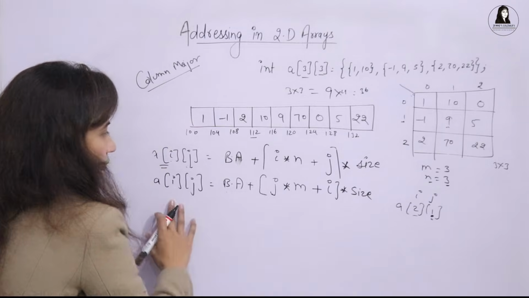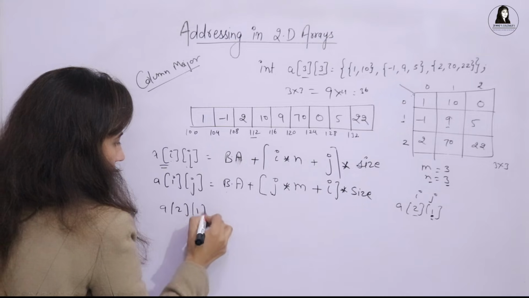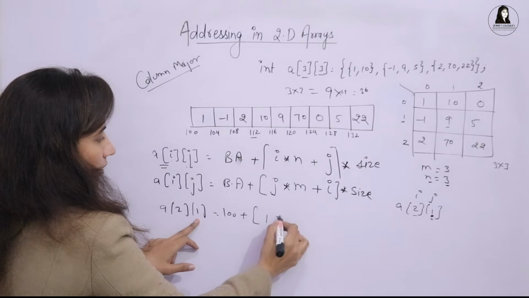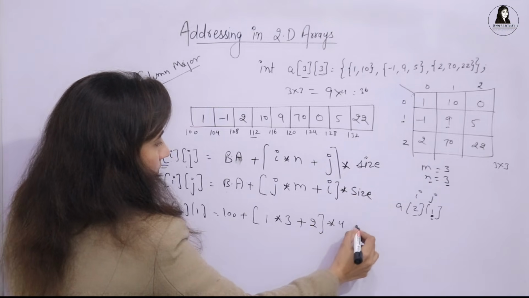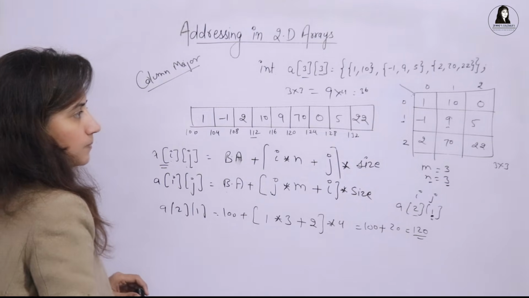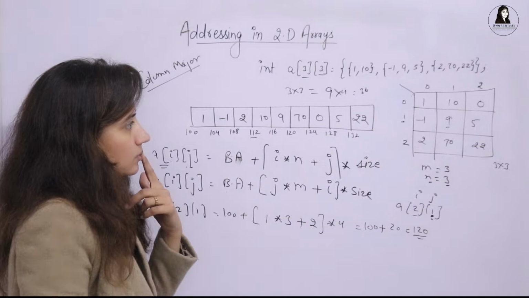Right, now if you calculate the address of A21 in column major, so 100 plus j value is 1 into m value is 3 plus I value is 2 into size is 4. So 100 plus, it's 120, right? So for A21, it's 120, right?